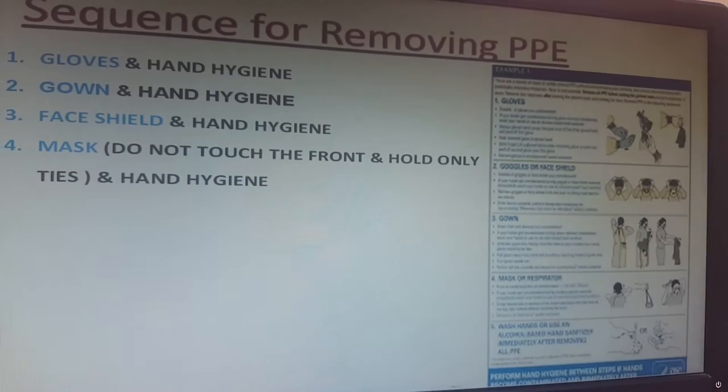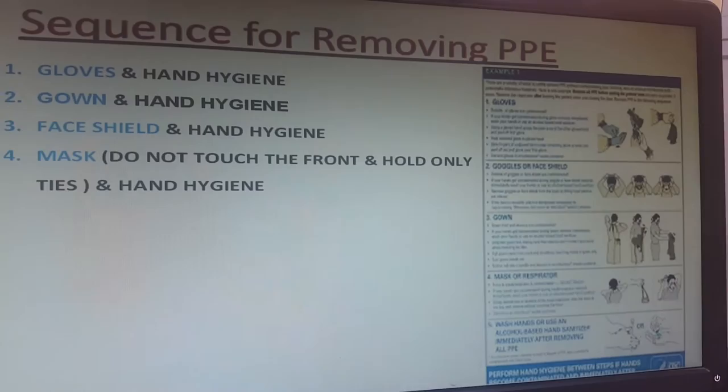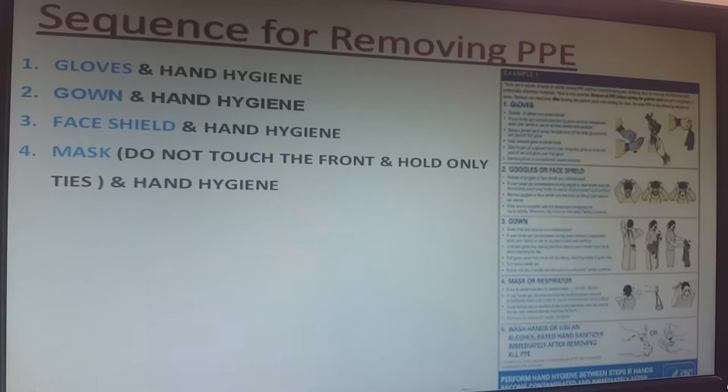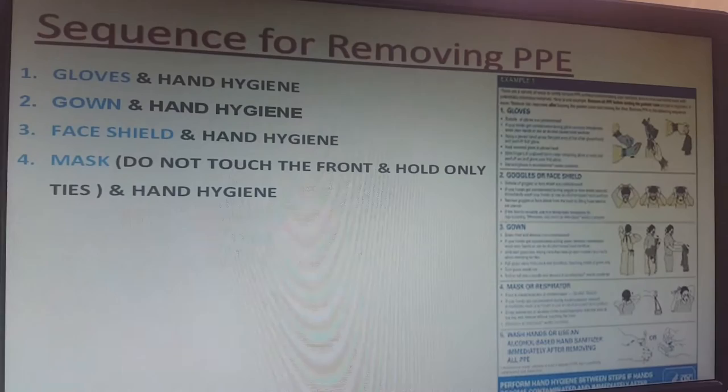Okay? So if I will ask you how you will remove the PPE, first dirty is gloves, second is gown, third it will be face shield or eye goggles. Then the mask will be removed outside of the room. You have to remove and throw on the yellow plastic.